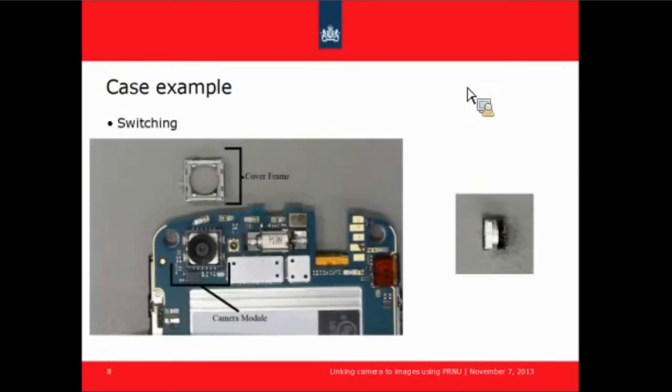Then we started the switching. It was relatively easy. It takes about 5 minutes. In the top left you see the camera module. It's just a little square. On the right you see a close-up of what it looks like when you take it out. So when you put it back in, close the BlackBerry, it will work again.